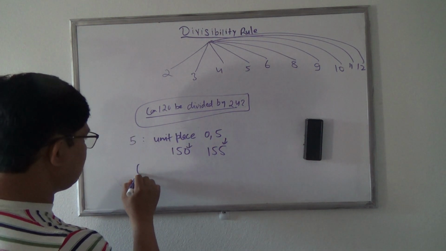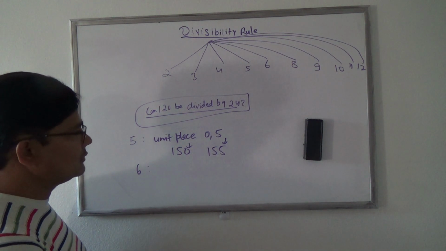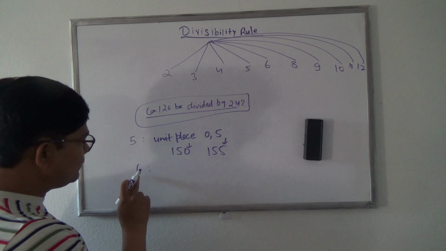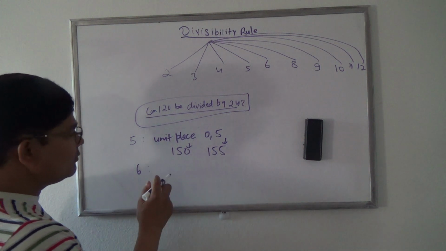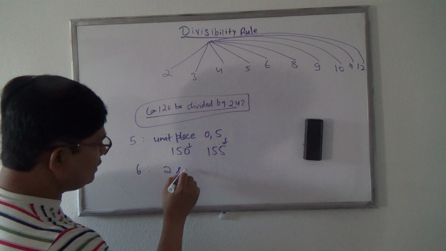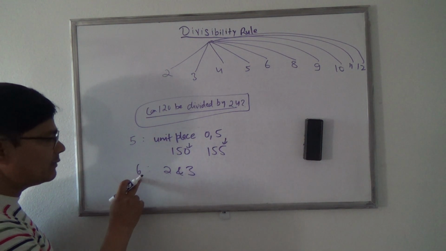What about the number 6? For 6, you have to check two things: whether that number is divisible by 2 and 3. If the given number can be divided by 2 and 3, then you are sure that number can also be divided by 6.